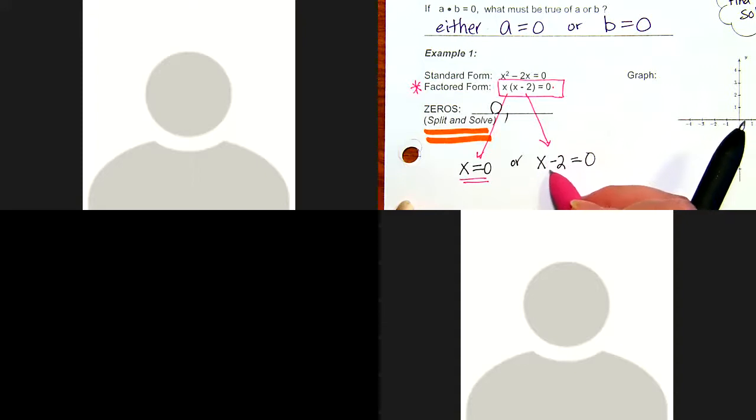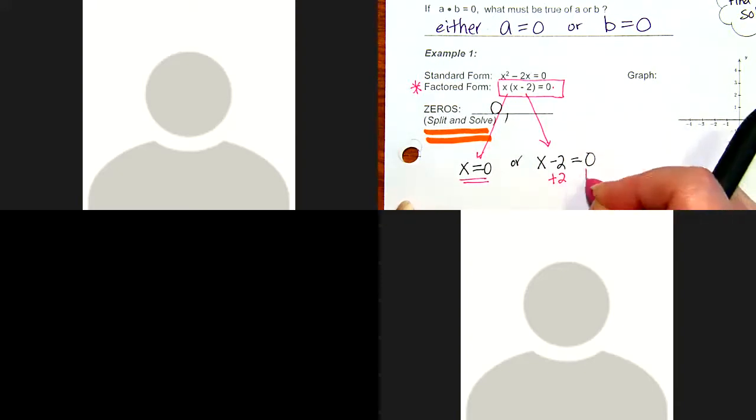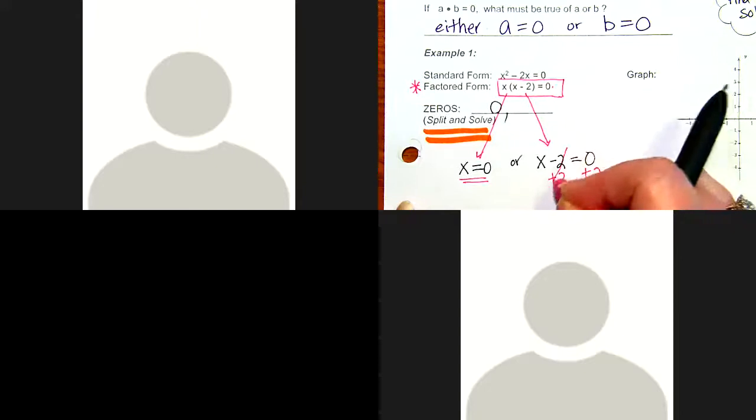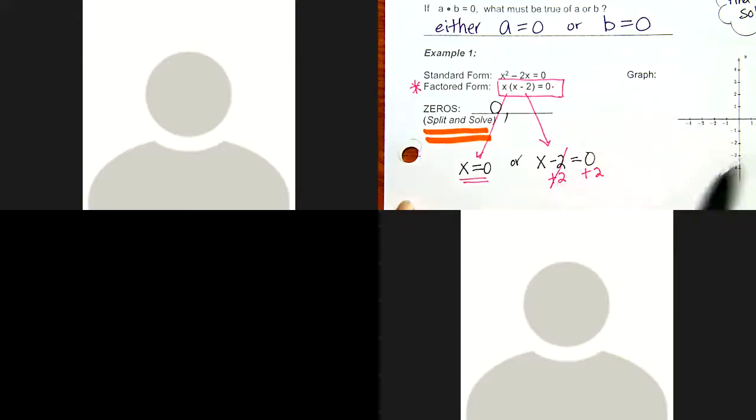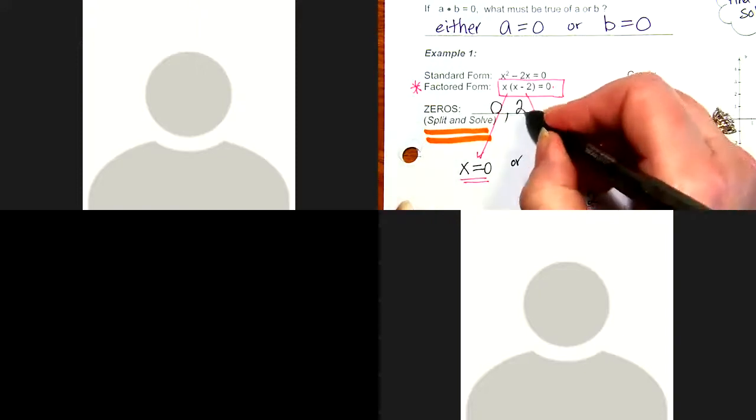What I want to do is get rid of this minus 2. What's going to get rid of a minus? Plus 2? Yeah, so I'm going to go plus 2 plus 2. Now this minus 2 plus 2 cancels out, and I just get x. And here, 0 plus 2 is 2. And now I have my second answer. So I have 2 possible solutions, 0 and 2.